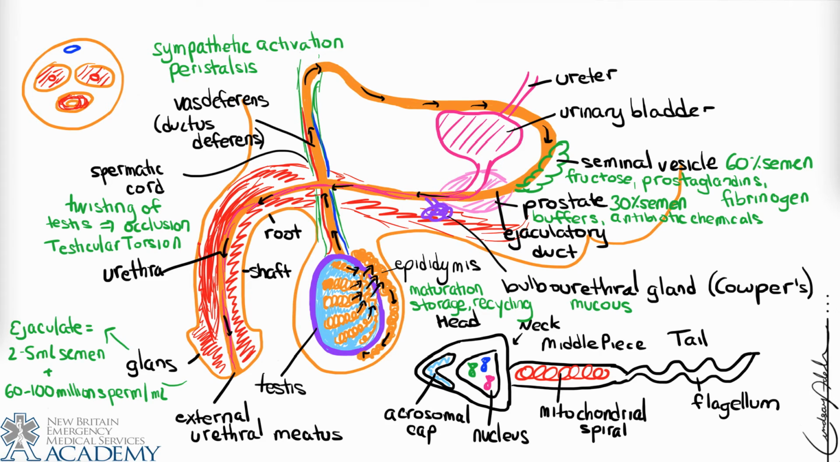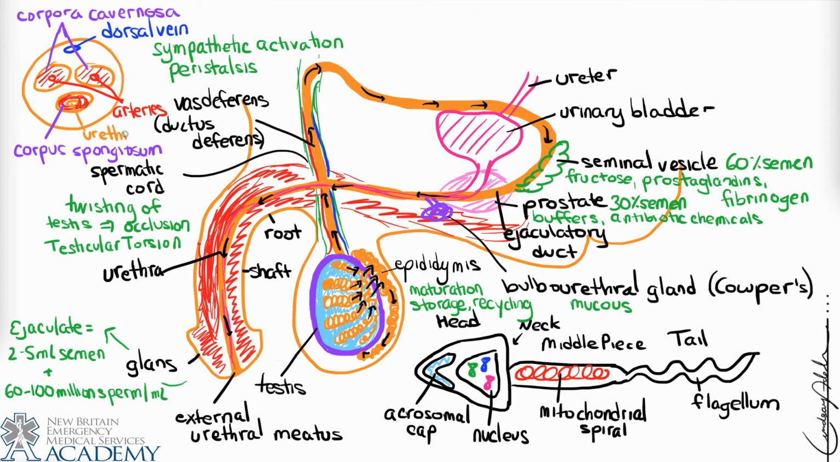I want to talk for a moment about the physiology of erection. We can see a cross-section of the penis, and we can draw in the dorsal vein. There are 3 columns of erectile tissue: 2 corpora cavernosa, corpora being the plural of corpus, and then the corpus spongiosum. In the center of the corpora cavernosa, we have arteries, and in the center of the corpus spongiosum, we see the urethra.